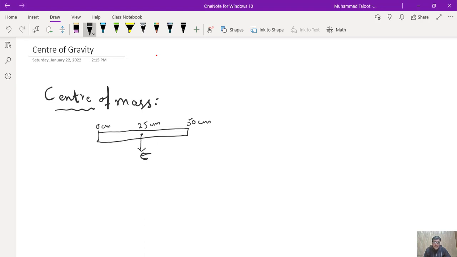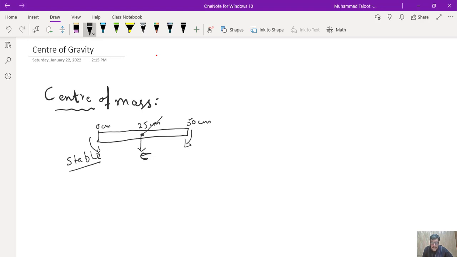So if I balance this scale on my finger by keeping my finger at this mark, 25 centimeter, what will happen? It will be in a balanced state. It will not move in this way, it will not move in this way, it will be in a balanced state. So if the object is in a balanced state, it means that it is stable also.